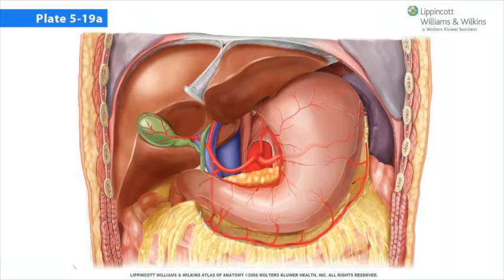The stomach is an expanded portion of the gastrointestinal tract specialized for the accumulation, liquefaction, and enzymatic digestion of ingested food. It normally occupies the epigastric, left hypochondriac, and umbilical regions.